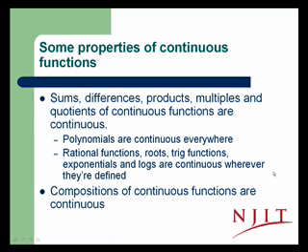Let's discuss some properties of continuous functions. If we have two continuous functions, we can add them, we can subtract them, we can multiply them by a constant, and we can take the quotient of them as long as the denominator does not equal 0, and the resulting functions will also be continuous. From this concept, we find that polynomials are continuous everywhere. Rational functions, roots, trigonometric functions, exponential functions, logarithmic functions, they're all continuous wherever they're defined. And finally, compositions of continuous functions are continuous. So if f is continuous and g is continuous, then f of g will also be continuous at the appropriate points.